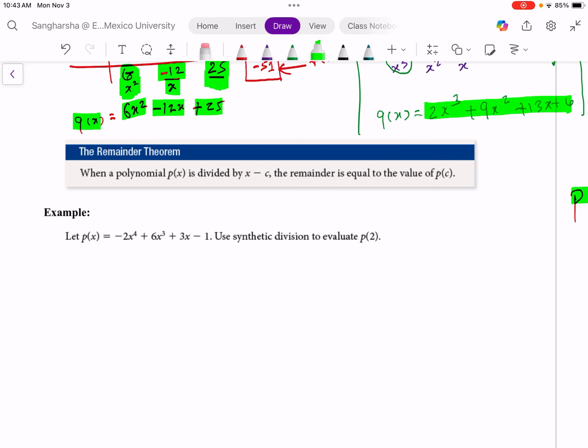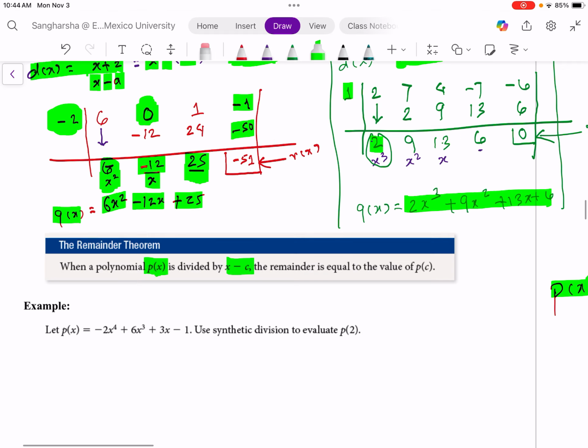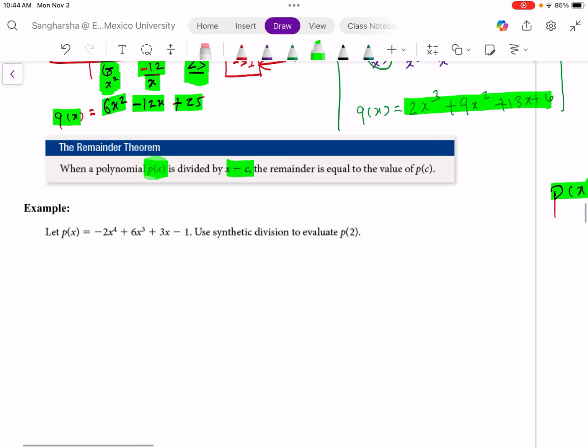So if we are dividing our p of x by x minus c, I used a here, but it's okay. So if we have a polynomial p of x and we are dividing that p of x by x minus some number, c is any number, then the remainder r of x is p of c. Now what does it mean? So here we have an example.